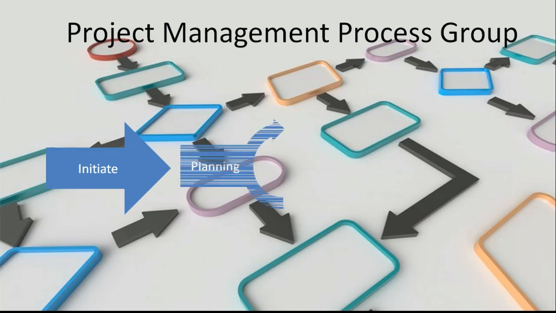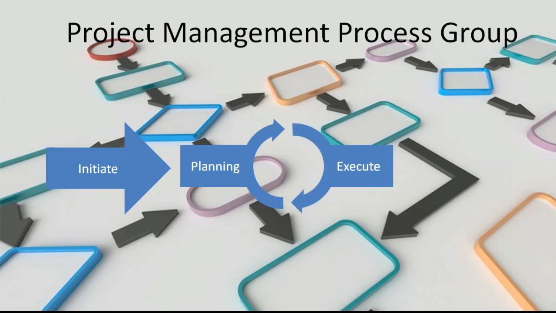Next is the planning process group. In this, all the processes are to define the course of action to attain the project objective. Next is the execution process group. In this, all the processes are to perform and achieve the project objective.